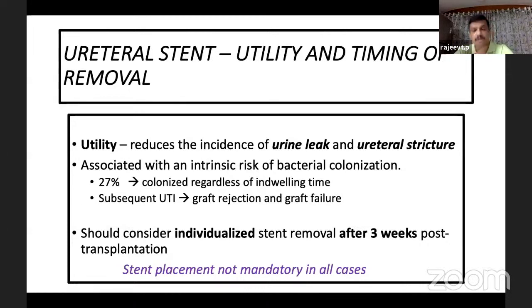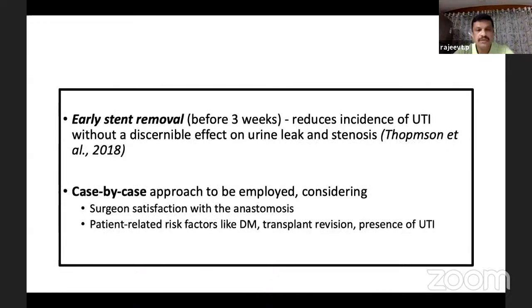So you can avoid the complications or morbidities associated with placement of a stent. There are two ways. Some people go for early stent removal, usually before 3 weeks, but ideally do it by 15 days. This is mainly done to reduce the incidence of UTI without a discernible effect on urine leak or stenosis. So one has to go for a case-by-case approach.